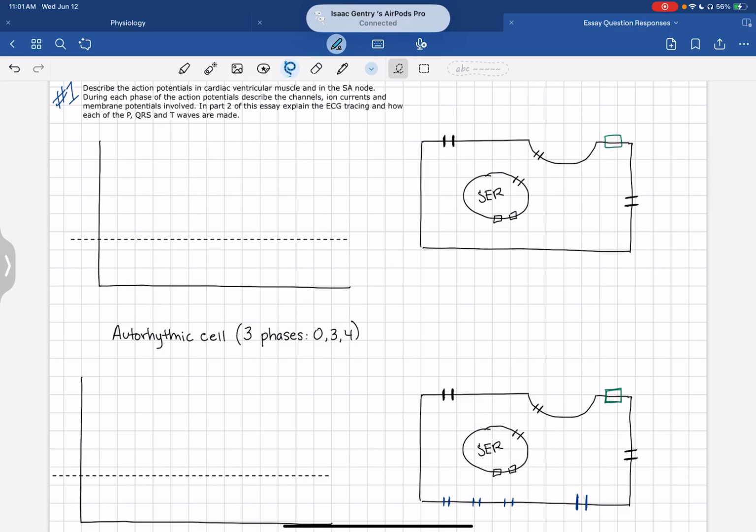Okay, well, we're going to answer these questions for our physiology exam. This is Unit 3 over the cardiac cells, and this is going to be awesome. Welcome.